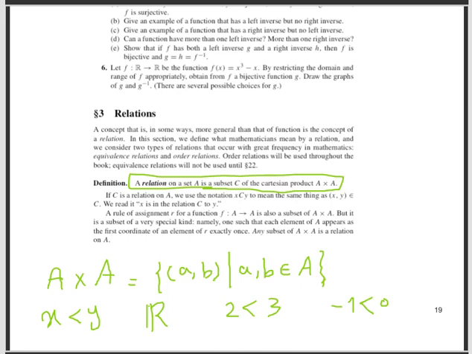For example, the relation x less than y is a relation on R. For example, you say that 2 is less than 3, or minus 1 is less than 0. This is a relation on R.